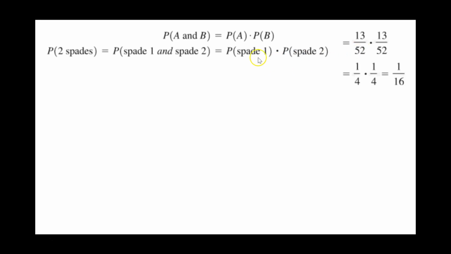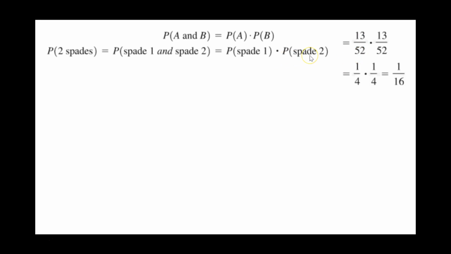In every suit, we have spades, clubs, hearts, and diamonds. There are 13 cards in each suit, so the probability of us selecting a spade is 13 out of 52. And remember, we're doing this with replacement. That means we put that card that we selected, that spade, back into the deck. So now we have another full deck that we're talking about.